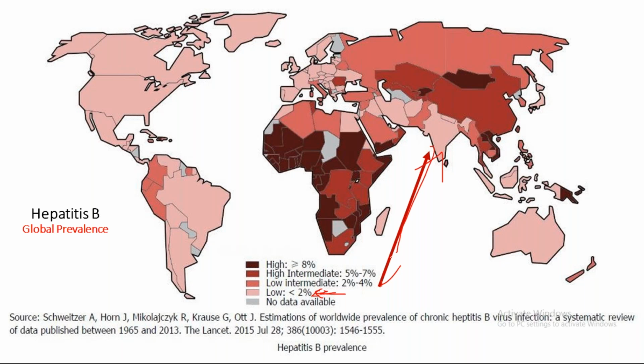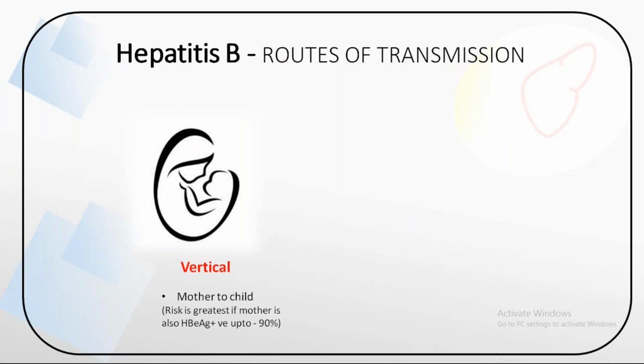The reason is, all those conditions where above 2% prevalence is there require universal precaution against hepatitis B. That's why all these countries where it is above 2% follow universal immunization of all the children born, immediately after birth. They give the hepatitis B vaccine. So that is an intermediate zone. India comes under intermediate, low intermediate actually.